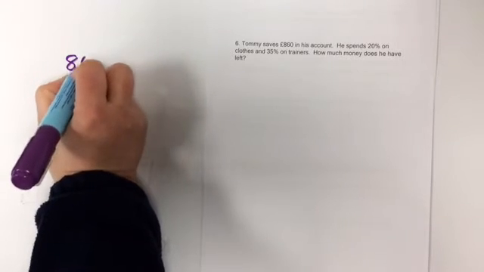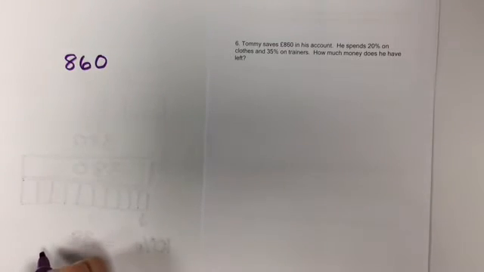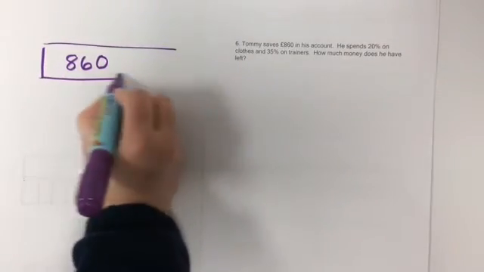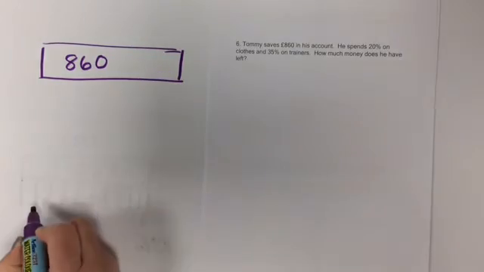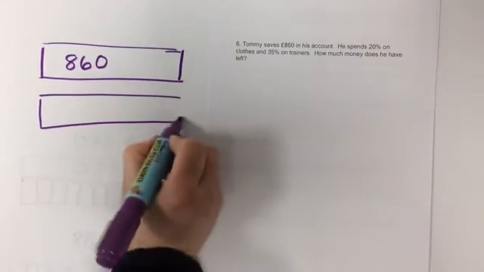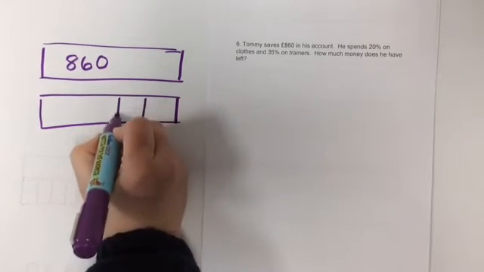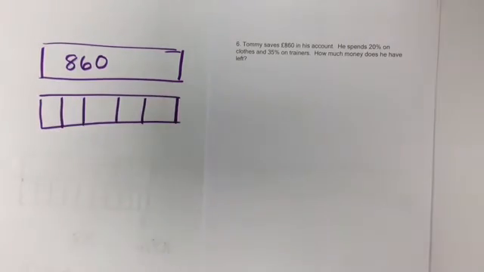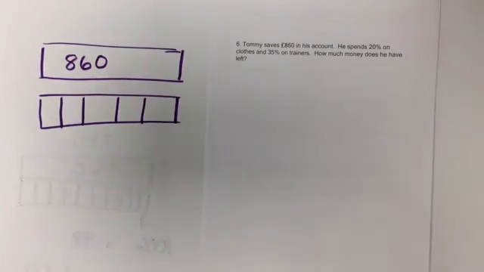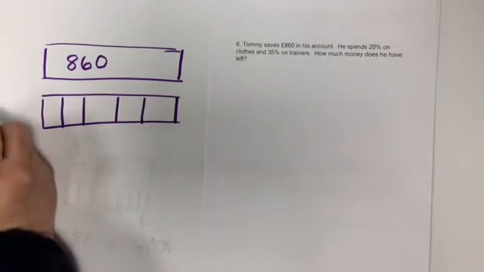Okay, so first we need to find out 20% of 860. So 860. And we need to find out 20%. Now, when we talked about this before, we remembered that 20% is the same as 1/5. Not very even, my bar, but it doesn't need to be even. We need to know it's got 5 sections. So we're going to divide 860 by 5 to find out what one of these fifths are.